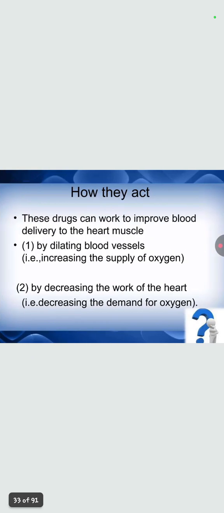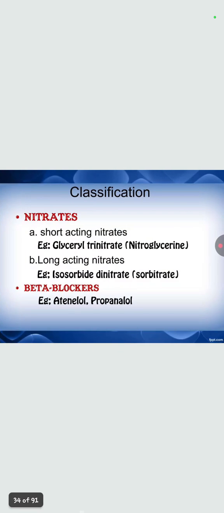Anti-angina drugs are used to help restore the appropriate supply and demand ratio in oxygen delivery to the myocardium. How they act: these drugs can work to improve the blood delivery to the heart muscle by dilating the blood vessels, increasing the supply of oxygen, and by decreasing the work of heart, decreasing the demand for oxygen.